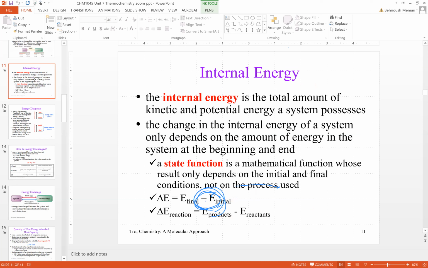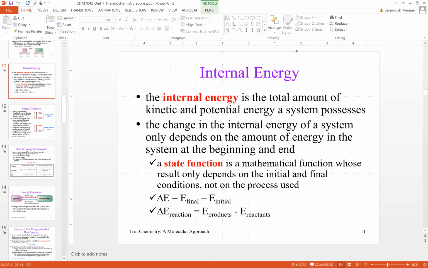Internal energy is the total amount of energy, and that includes the kinetic and the potential energy of a system. So the change in internal energy of a system only depends on the amount of energy in the system at the beginning and at the end. How much total kinetic and potential energy did the system have at the beginning, and at the end? The difference between the two is the change in the amount of energy.